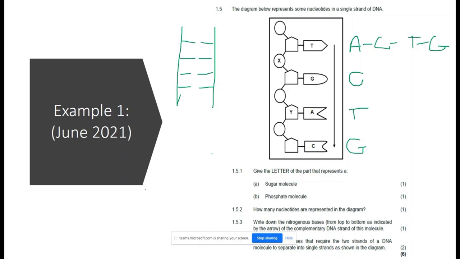Translation occurs in the ribosome, not in the DNA. Okay, I see there's a teacher emphasizing what we've done in class. So which two processes?